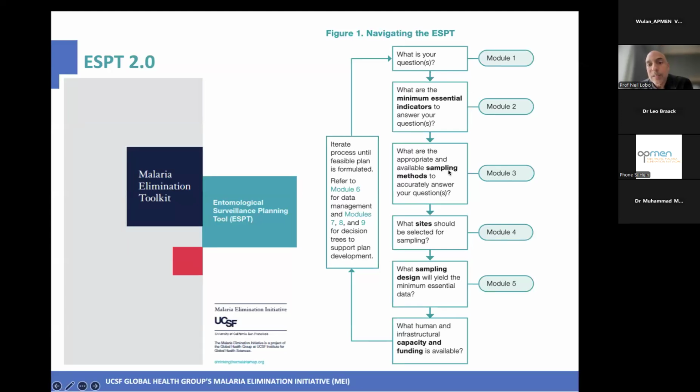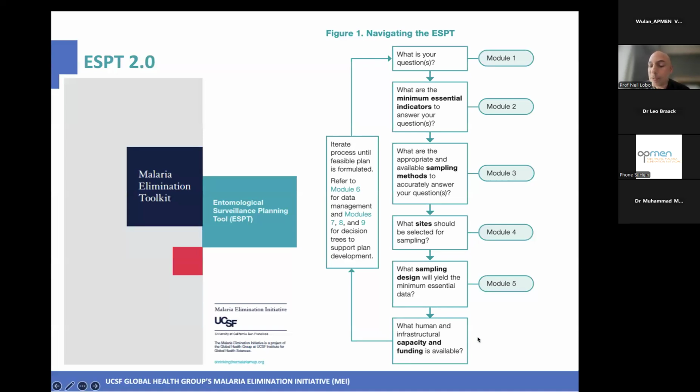The next point is, what sampling methods do I need to use to collect the indicators to answer my question? And then what site should I use where we'll implement the sampling methods to collect my indicators that answer my question? And then what is the sampling design I will implement at the site with the sampling methods to collect my minimal essential indicators to answer my question? And at this point, the sampling design point, we will have this ideal, perfect, most applicable plan for my question for my site. And then we look at capacity and funding.